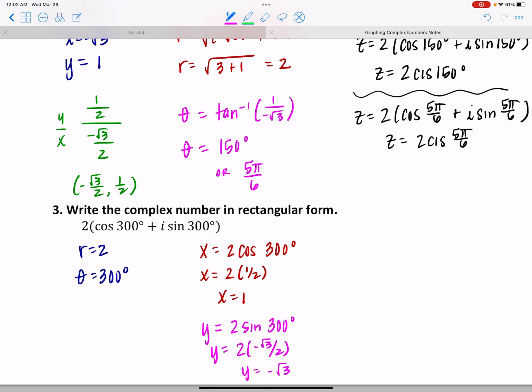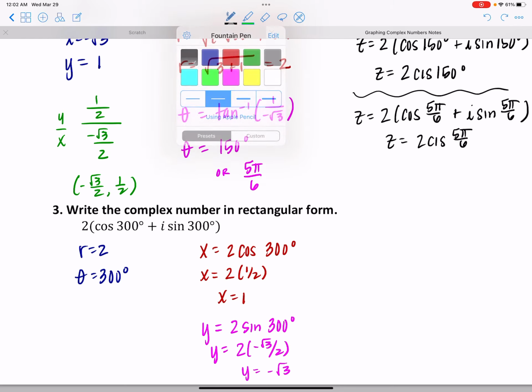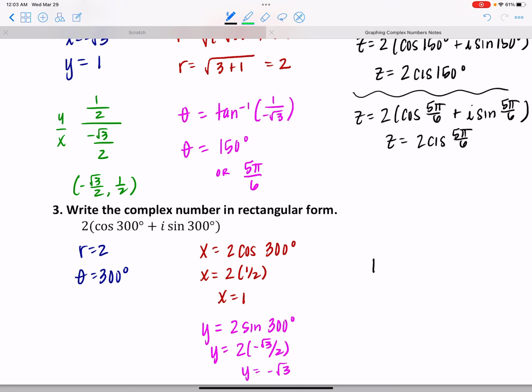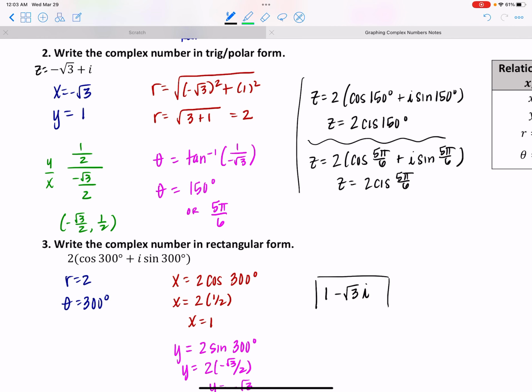So the rectangular form for this would be 1 for the real number part, and then a negative radical 3 for the imaginary component. So that would be our rectangular form here. And I didn't box all this in, but technically all 4 of these are answers here.